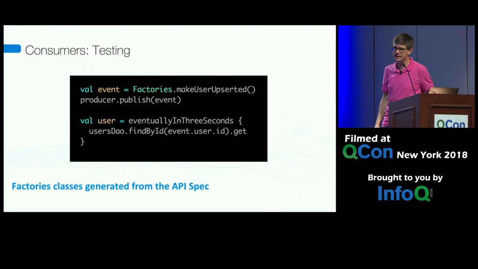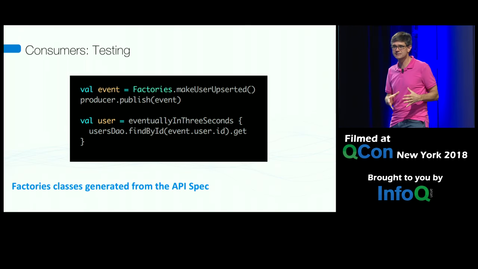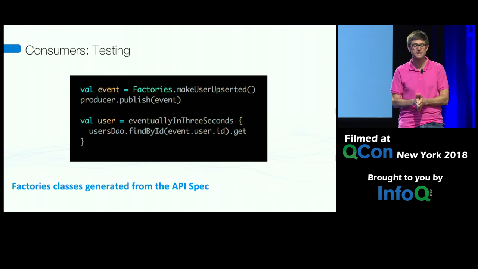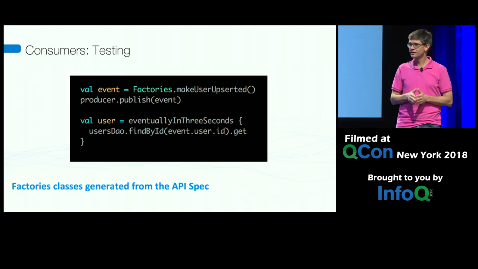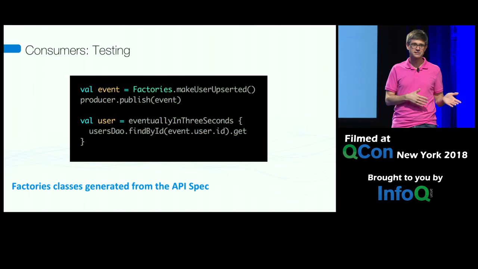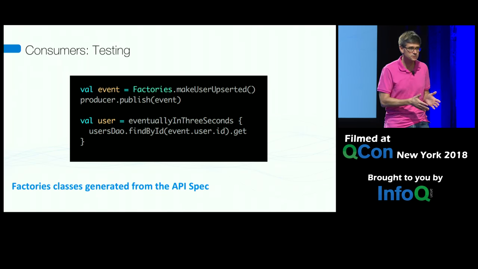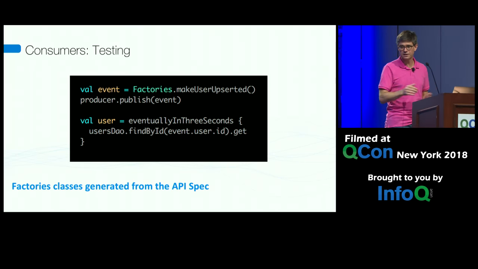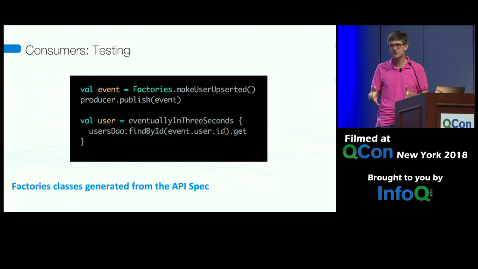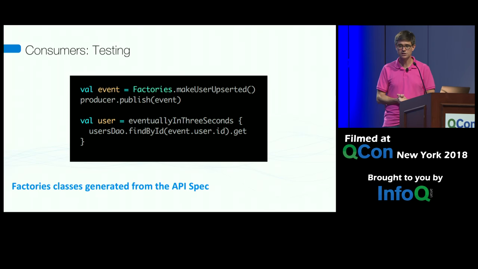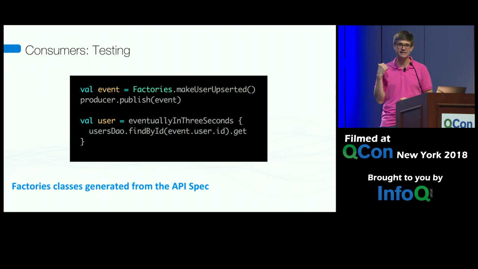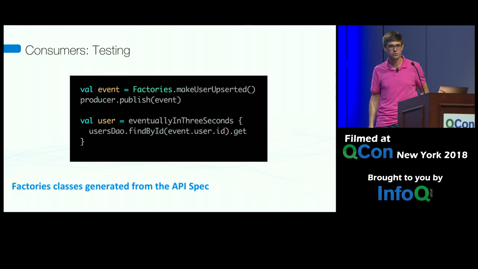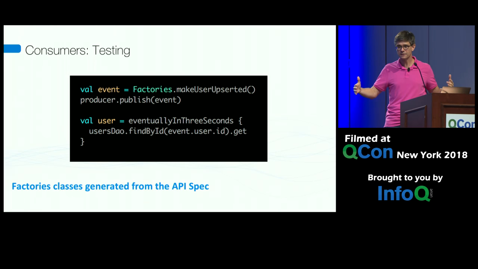Similarly, testing on the consumer side, again, we spent a lot of time here making sure that it's simple to write tests. Factories make user upserted. Factories, you can probably guess, was code-generated based on the API spec and gives us an instance of the user upserted event. I can publish it to my mock stream, and then in a few milliseconds, we'll see that that got stored in my local database. And so again, I can just go check my database. So this is an end-to-end test: event published, my consumer picked it up, and shortly thereafter stored a copy in my local database, and I can keep building on this. Critically important.